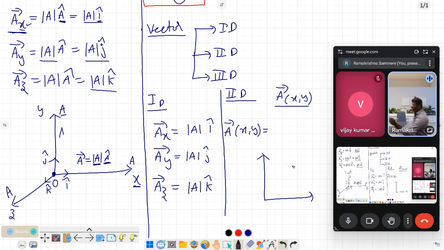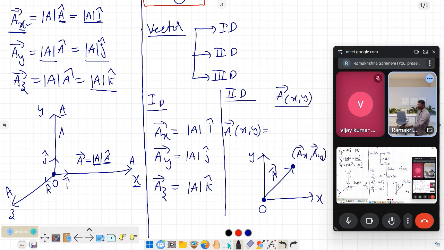Okay, suppose the ant is here, not on the x-axis, not on the y-axis. It is in between x and y. In this case, I want to represent the position of that ant using a vector by taking the straight line and using an arrow mark. This vector is called a two-dimension vector, which is in between the x and y. So how to write this one? This vector we can write in terms of ax vector comma ay vector. This is called representation of two-dimension vector.